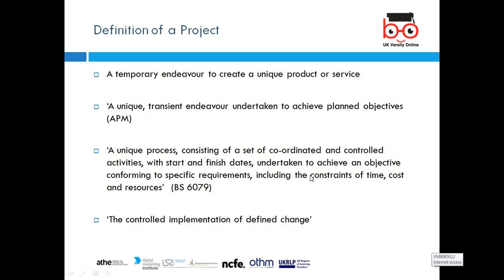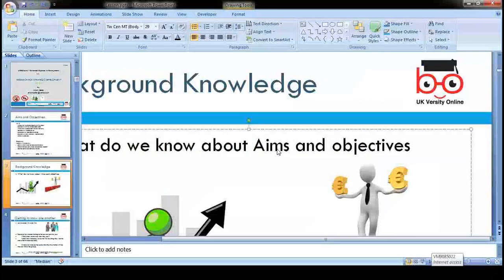The constraints are the hurdles in the project. Yes, constraint could be a limit or hurdles. A constraint of time, a constraint of cost, where we need to stay within a cost, and a constraint of resources, I mean we have a limitation on resources. Constraint could be a limitation. Control implementation defines the change, how we can change something, that could be a project.